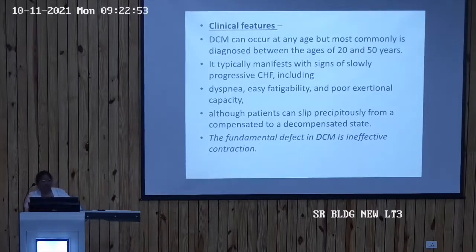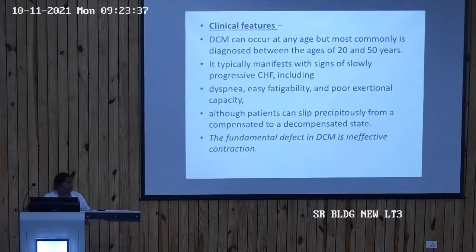Now the clinical features. It is mostly diagnosed between the ages of 20 to 50 years and usually presents with progressive CHF, congestive heart failure. What are the symptoms of congestive heart failure? These are dyspnea, easy fatigability, and poor exertional capacity. That is, the patient cannot exert himself, he cannot do much physical labor. And the patient can very easily slip from a compensated stage to a decompensated stage. The heart failure stages have been told to you in the heart failure lecture.